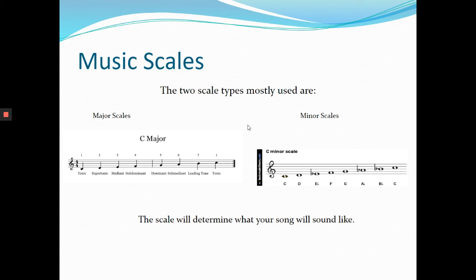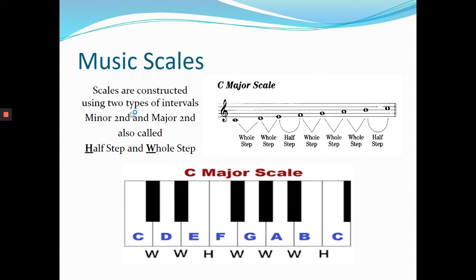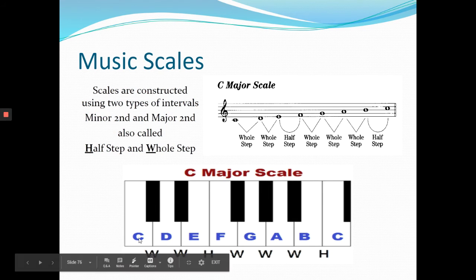Okay, so what we're going to do today is I'm going to show you how you can figure out a major scale. So scales are constructed using two types of intervals: minor second and major second, also called half step and whole step. So what's a second? A second is a note that is right next to the next note. So for example, C to D, these notes are right next to each other, kind of. So this would be considered a second. These notes are considered next to each other, and so on and so on. Okay, so basically, whatever letter name is next would be considered a second.